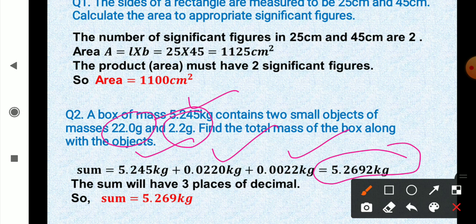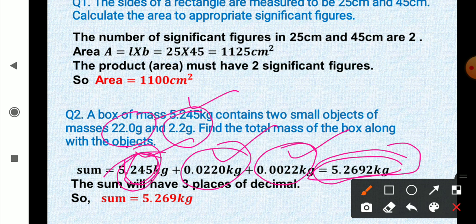Now according to addition rule, the result should contain decimal places equal to the least number. So this has 3 decimal places, this has 4 decimal places, this also has 4 decimal places. So result should have minimum number of decimal places, that means 3 places. So from here the result will be 5.269 kilogram.